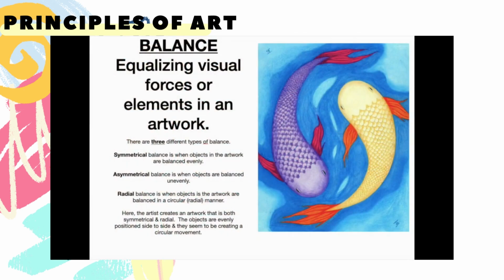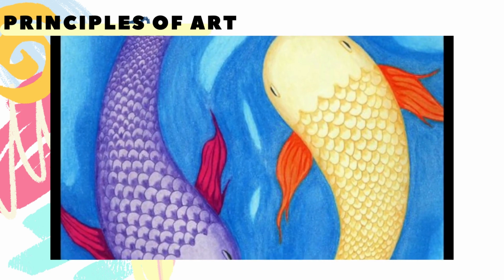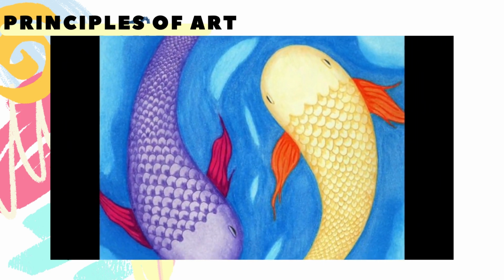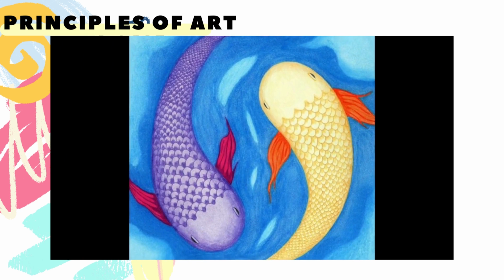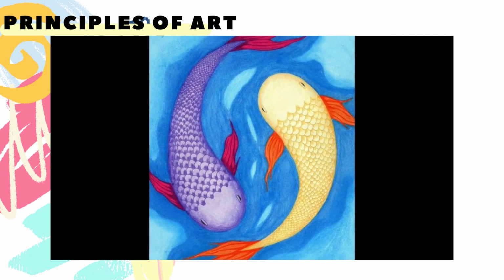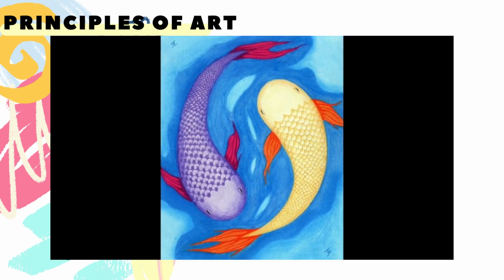Balance. Balance is the equalizing visual forces or elements in an artwork. There are three different types of balance. Symmetrical balance is when objects in the artwork are balanced evenly. Asymmetrical balance is when objects are balanced unevenly. Radial balance is when objects in the artwork are balanced in a circular or radial manner. Here, the artist creates an artwork that is both symmetrical and radial. The objects are evenly positioned side to side and they seem to be creating a circular movement.